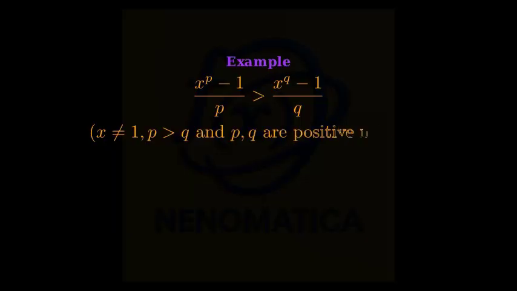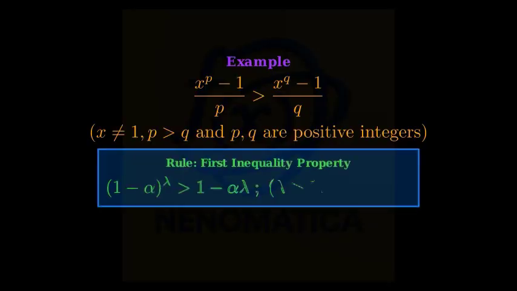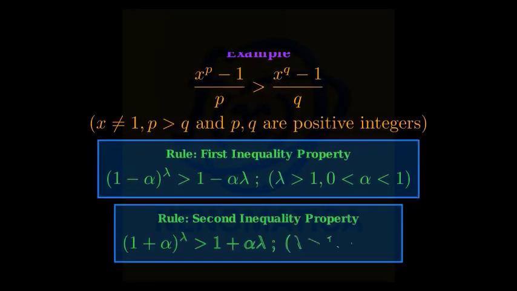Let's look at the problem. We need to prove the following inequality. X to the power p minus 1 over p is greater than x to the power q minus 1 over q, where x is greater than 1, p is greater than q, and both p and q are positive integers. Let's approach this problem by using substitutions to simplify the inequality. First, let's look at two important inequality rules that we'll use.